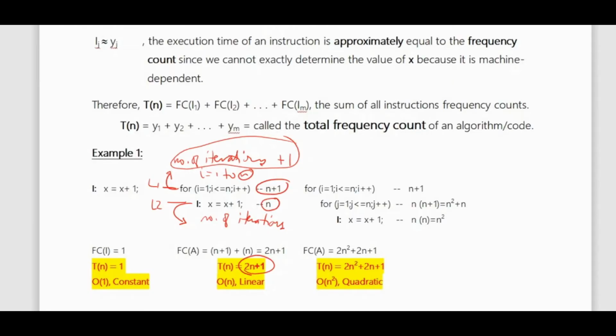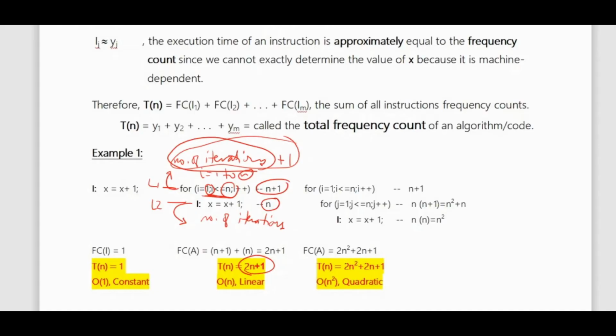Now, how do you get the number of iterations? How will you determine the number of iterations? For this example, it is easy because you start with 1, okay? So when you start with 1, then the number of iterations is n. That is assuming that n is included in the range, okay?